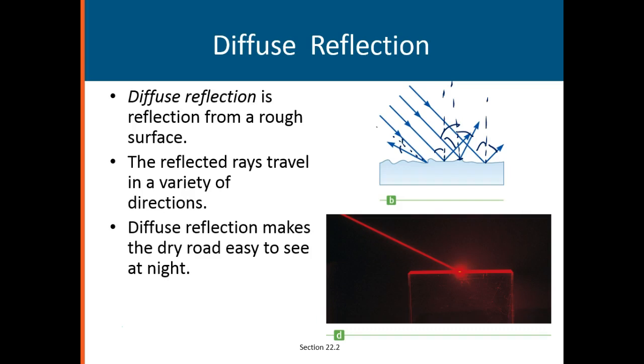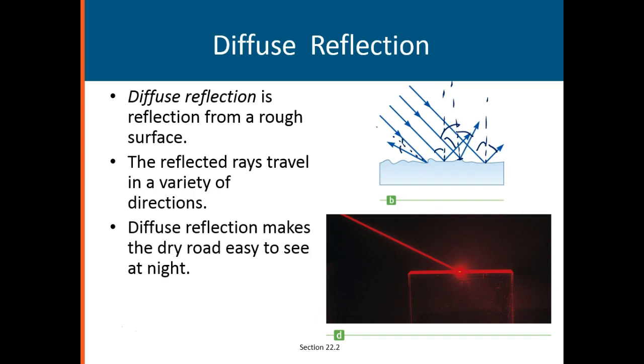That's what we call diffuse reflection. Okay? And the diffuse reflection makes the dry road seem easy to see at night. Whereas if you get a little bit of rain on that, then you get something pretty close to specular reflection. All those lights from the incoming cars are reflecting right up into your eyes. Makes it really hard to see the lines in the road at night.